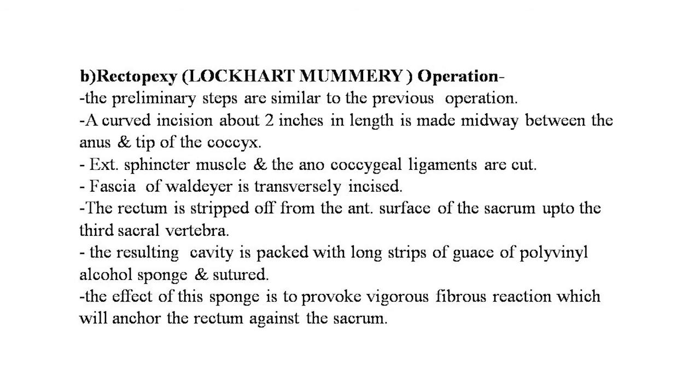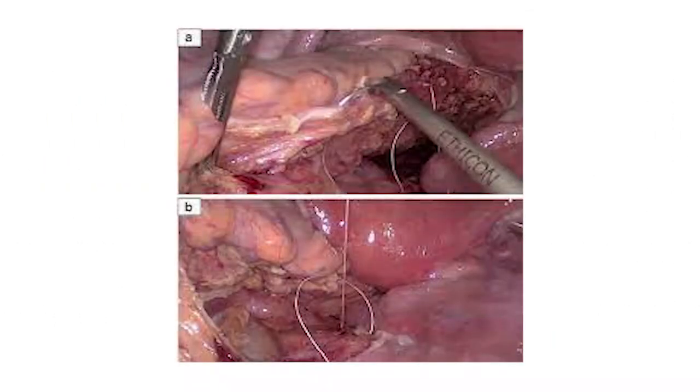The rectum is stripped off from the anterior surface of the sacrum up to the third sacral vertebra. The resulting cavity is packed with long strips of gauze or polyvinyl alcohol sponge and sutured. The effect of this sponge is to provoke a vigorous fibrous reaction which will anchor the rectum against the sacrum. This is a good picture showing the rectum sutured to the presacral area of the sacrum.